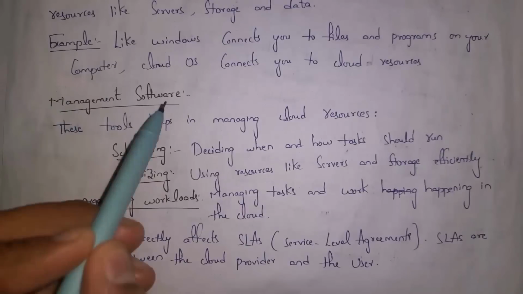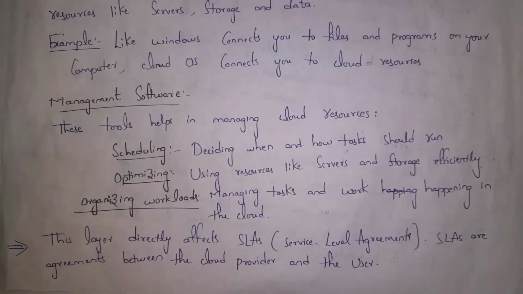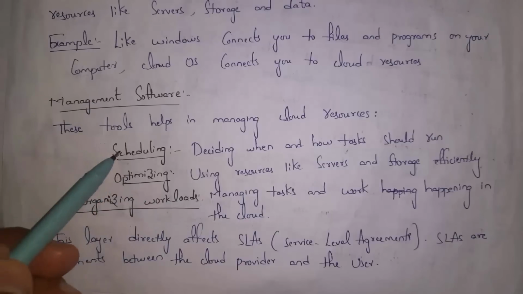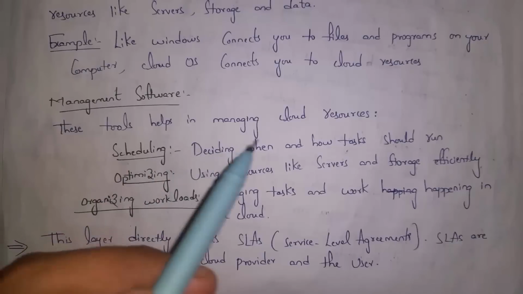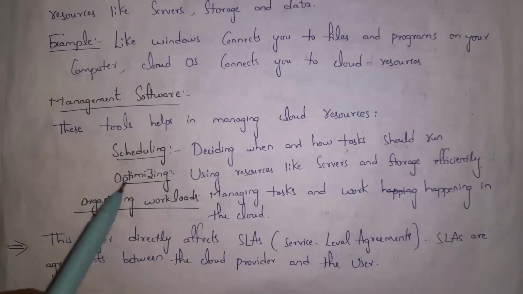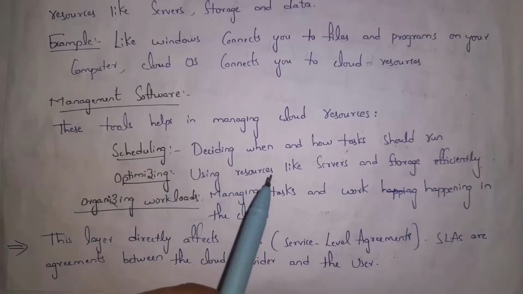The second one is management software. By using management software, we can manage cloud resources. By using management software, we can do scheduling, optimizing and organizing workloads. Scheduling is nothing but deciding at what time and how a task must run. And optimizing means using cloud resources like servers and storage efficiently. That is nothing but based on our requirement, we can increase servers and we can decrease servers. And based on our requirement, we can increase storage as well as decrease storage. We can optimize resources based on our need.